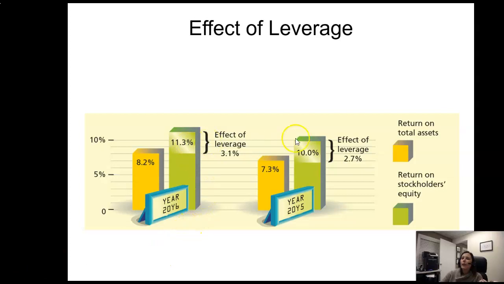So we can look at this kind of a nice little graphical representation here of these 2 years. The green being the return on stockholders' equity, the yellow, I guess, being the return on total assets. And the difference of those is the effect of leverage, or in other words, debt.